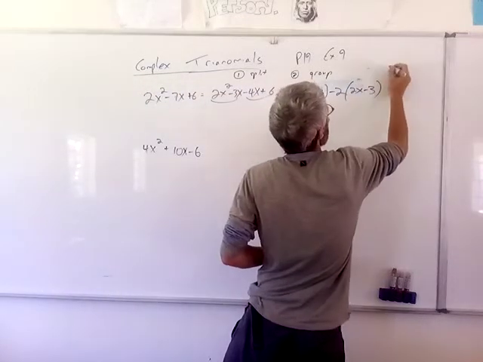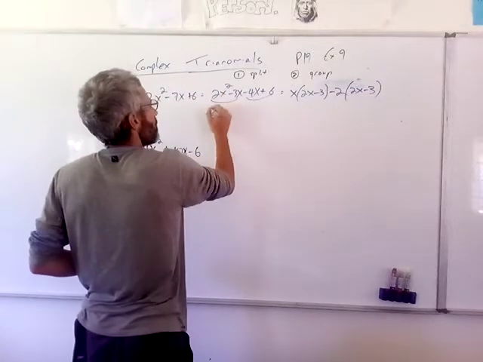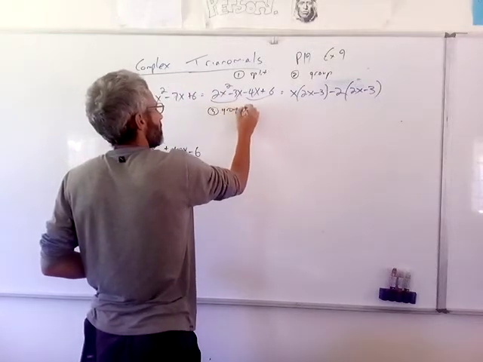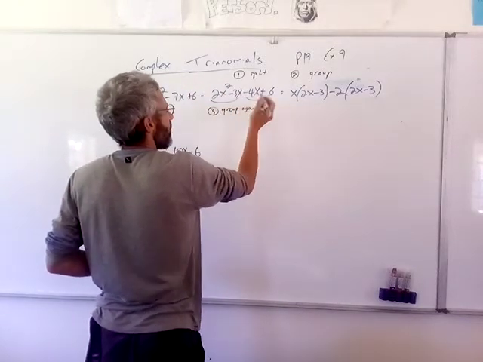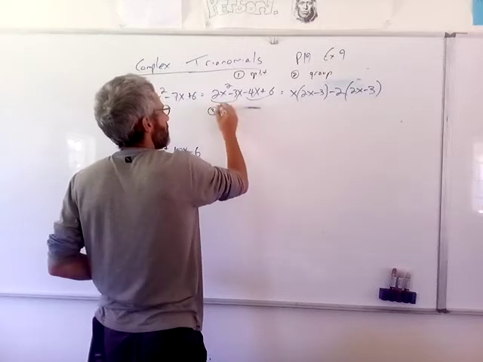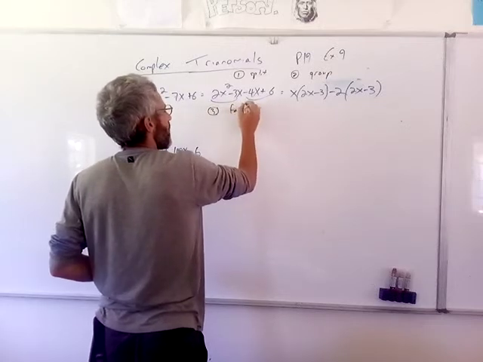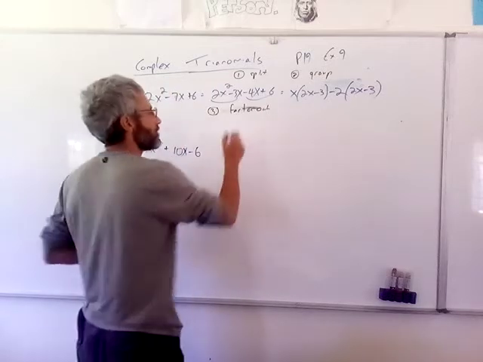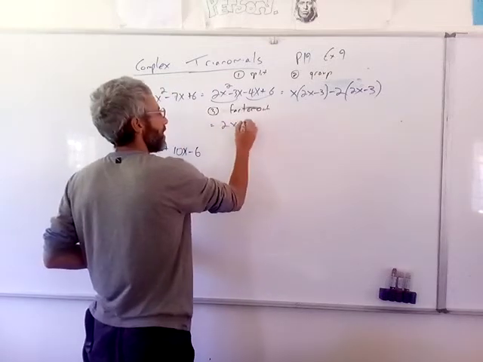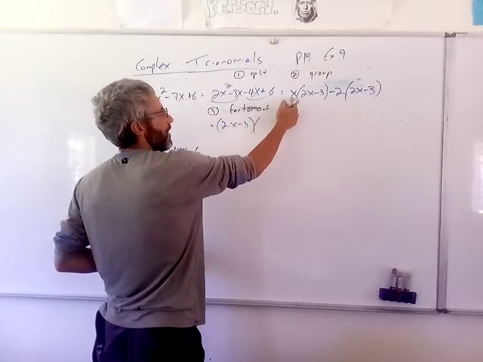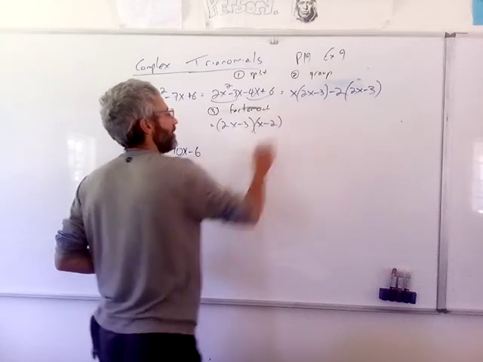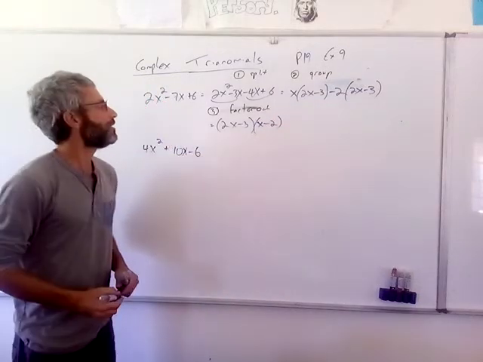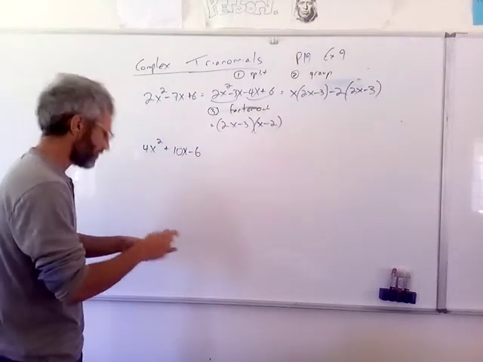And then the third stage, I'll write it down here, group again, or take a factor out. Okay? So factorize or factor out. So now I've got the 2x minus 3, 2x minus 3, and then I have x minus 2. And that's the end of it. Okay? Let's do it again with something else.